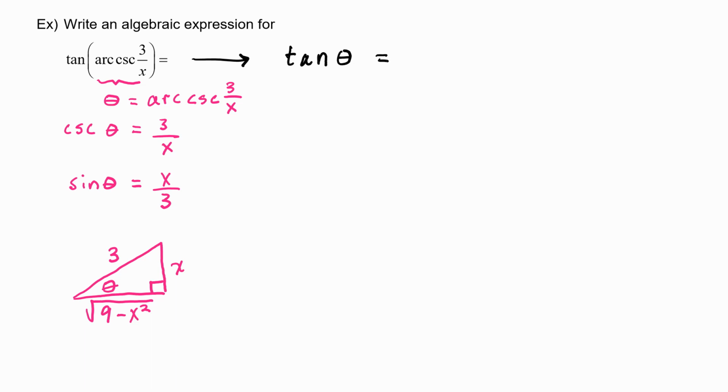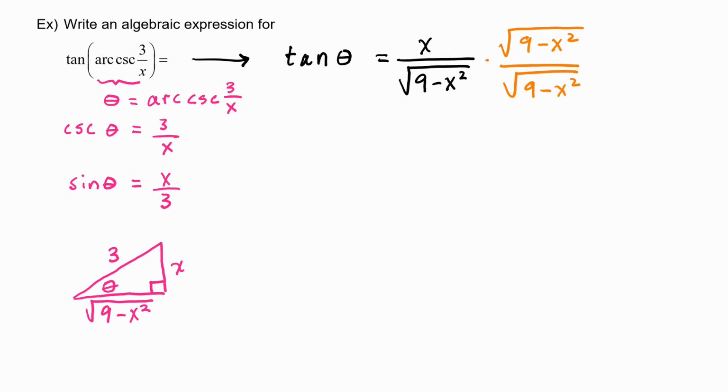So that's going to be the opposite leg, which is x, over the adjacent leg, which is square root 9 minus x squared. And if we are asked to rationalize it, we multiply by 1 in the form of square root 9 minus x squared over itself. And this becomes x radical 9 minus x squared over 9 minus x squared.